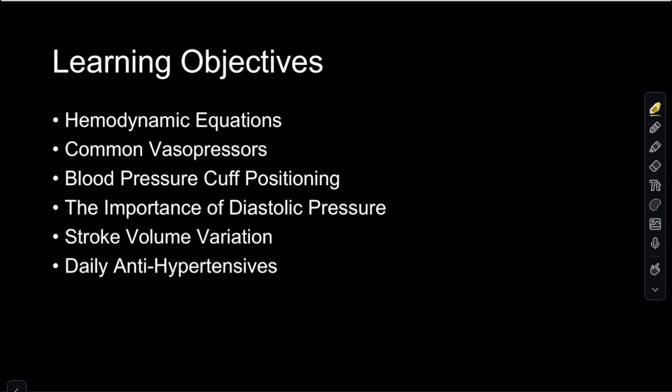So the learning objectives that we'll cover include hemodynamic equations, common vasopressors and their effects on the cardiovascular system, blood pressure cuff positioning, and how different positions can affect your reading, the importance of diastolic pressure in a few different aspects, stroke volume variation and what that means, and how daily antihypertensive medications can affect your treatment of hypotension.